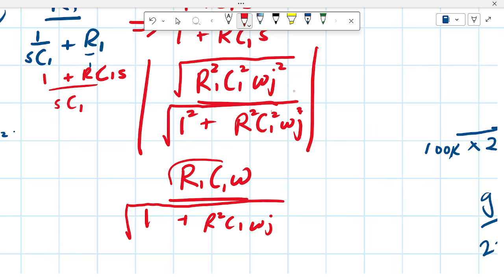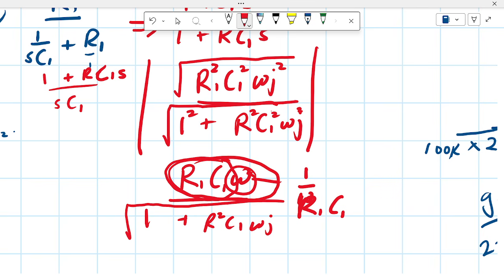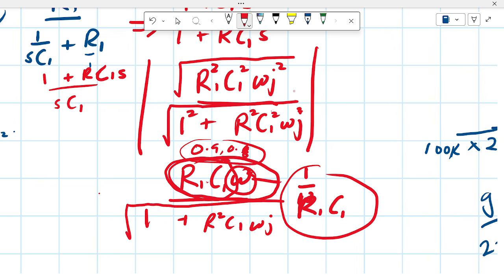Okay, so the zero frequency we need will be 1 over omega, which is 1 over R1 C1, because at this frequency the numerator would not cause any attenuation. But any frequency less than this means they are going to get a fraction, say 0.9 or 0.8 or something. That will mean there will be a reduction in the gain.